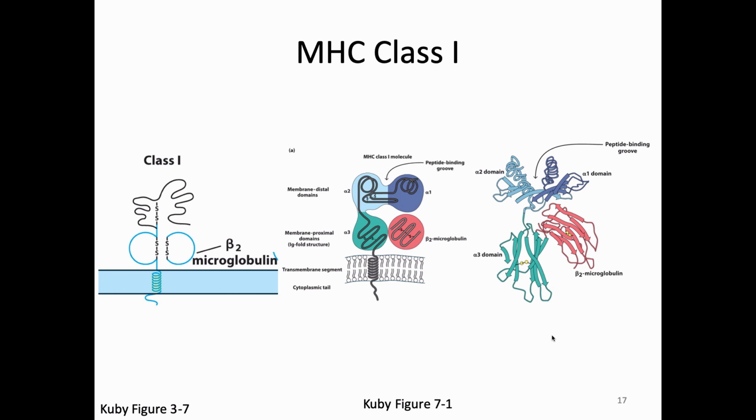So MHC class 1 includes 2 important proteins. There are really, in total, 3 critical protein chains. One of them is known as the heavy chain. In the case of MHC class 1, that heavy chain is what is encoded in the MHC region on chromosome 6. So when you saw those genes A, B, and C, those were actually heavy chains. That heavy chain has 3 different domains, or 3 different important regions.